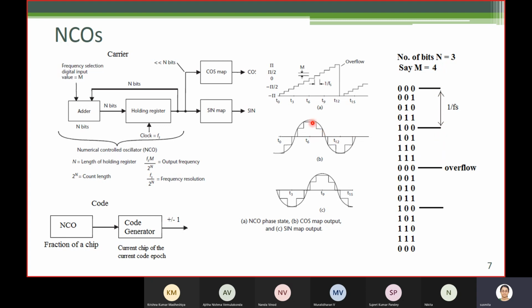fs by 2 will give us at least 2 points. We need at least 2 points, one from this part, one from this part. Otherwise, if you just take one point here, there will not be any point from the other half. So the maximum output frequency that we can have is fs by 2. Minimum that we can have is fs by 2 to the power n.